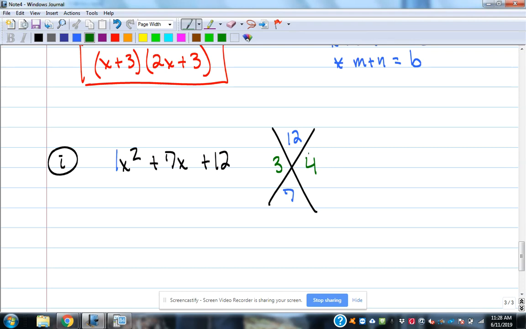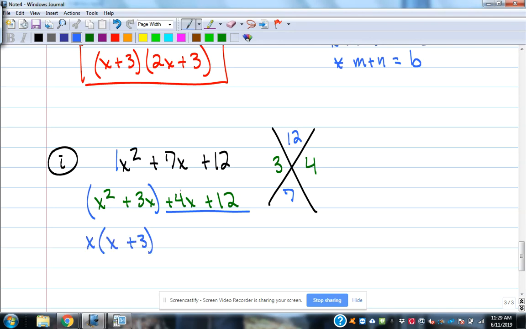Okay? The next step is replace the middle piece with 3x plus 4x. Just replace the middle piece. The 12 comes with it. So instead of 7x, we're splitting that up into 3x and 4x. And then group. X squared and 3x have x in common. 4x and 12 have 4 in common. Matching parenthesis, stuff in front.